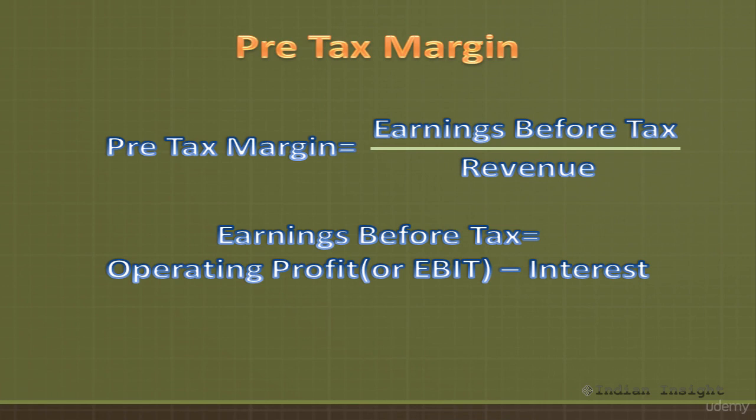The next ratio we will look at is the pre-tax margin. This ratio uses pre-tax income, that is earnings before tax, which is also calculated as operating profit minus interest. The pre-tax margin is the ratio of pre-tax income to revenue. The pre-tax margin reflects the effects on profitability of leverage and other non-operating income and expenses.